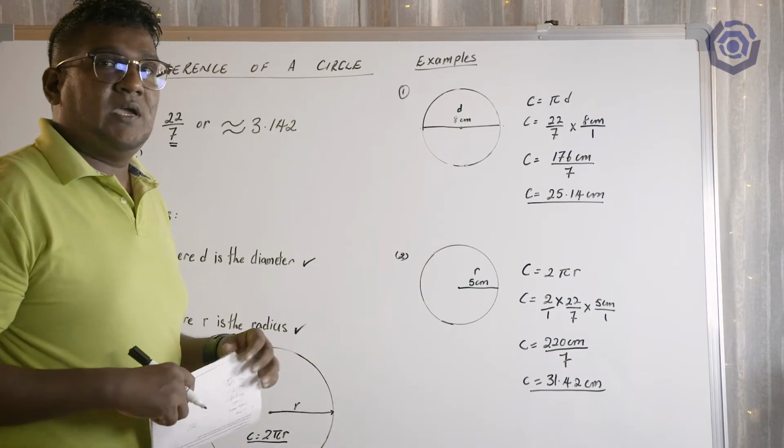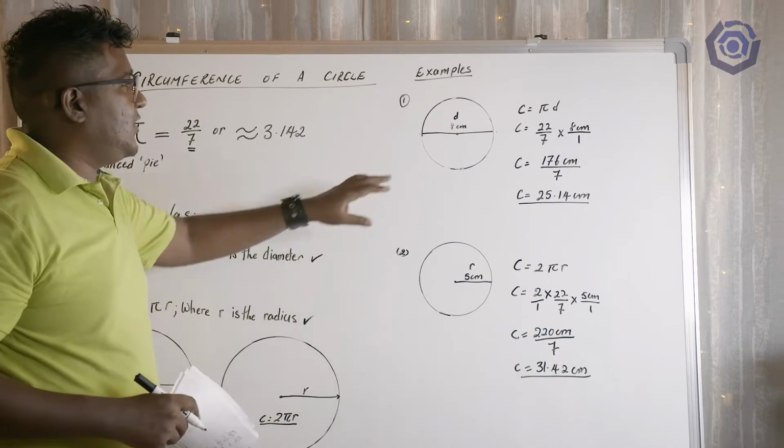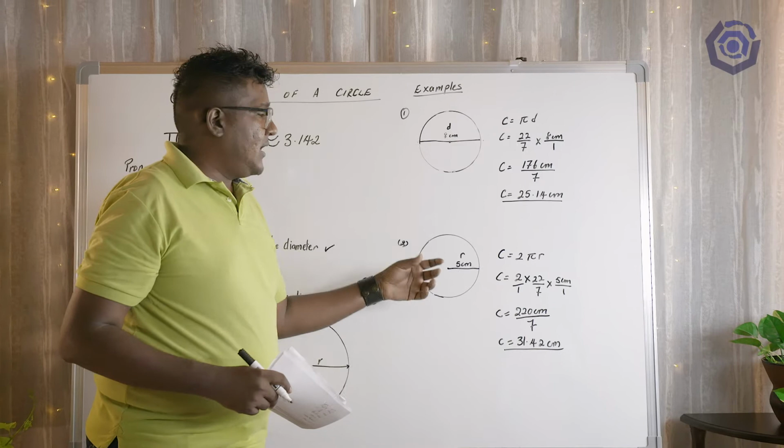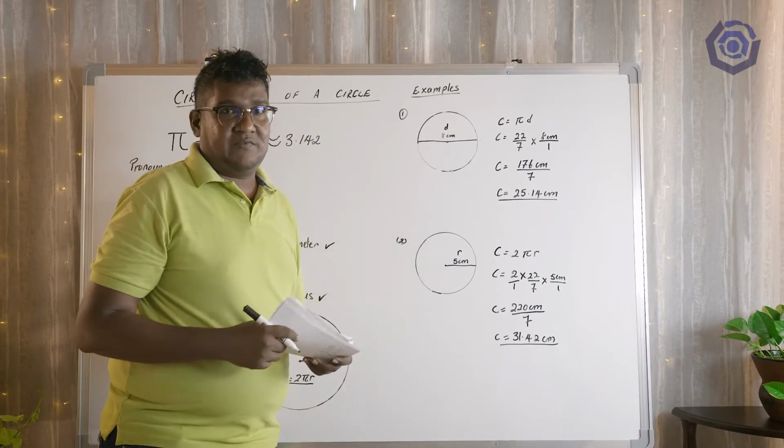So when you're working with the circumference of a circle, remember you have to look for what is given. If it's the diameter, you use the pi d formula, and if it's the radius, you use the 2 pi r formula.